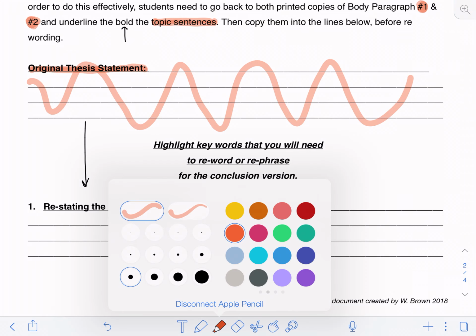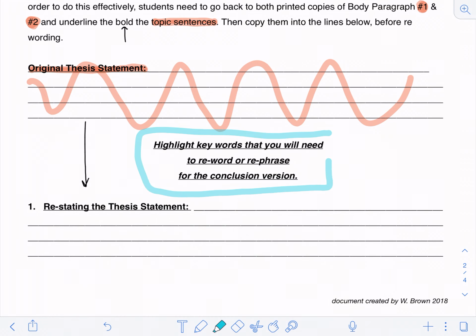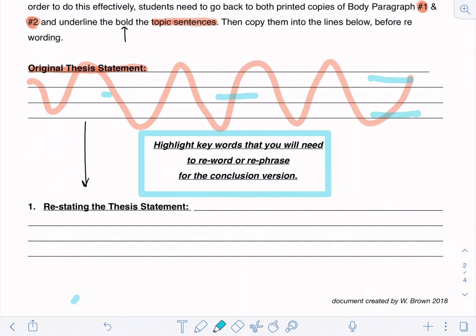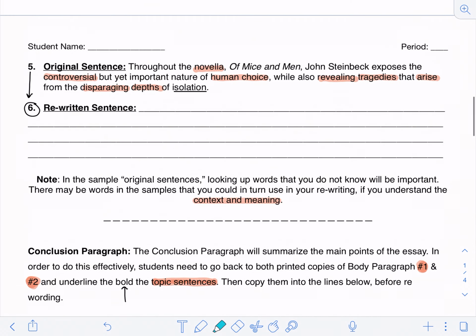Note this little guy in the middle. Highlight words that you will need to reword or rephrase for the conclusion version. So you're going to go through and highlight keywords in your writing, just like we did up here, that you feel, hey, I need to change before I have a new version. Another little tip that I like to give students is take what's at the front and move it to the back.